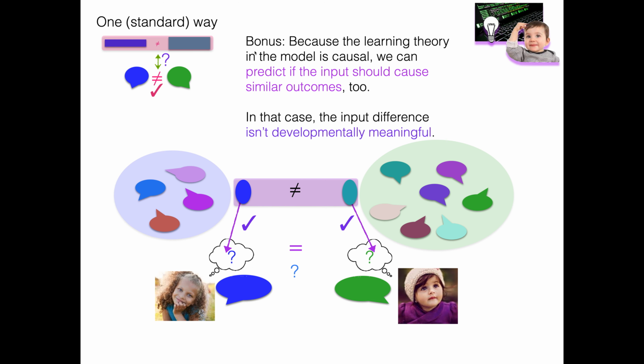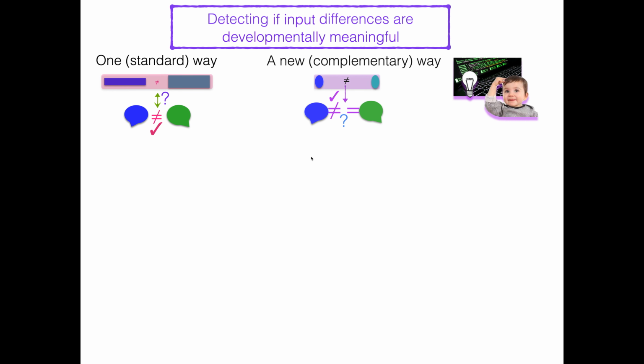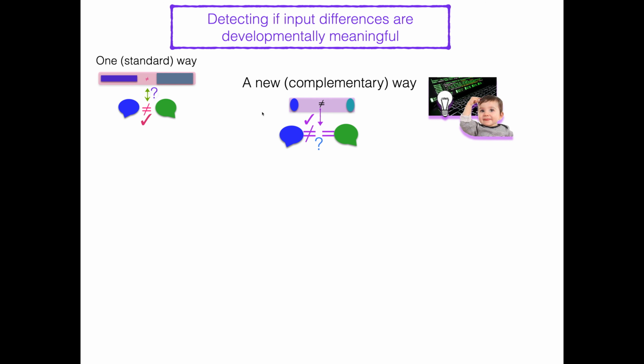Now, because the learning theory in the model is causal, it says here's how the input causes the knowledge to develop, which we then use to produce the output we see in these kids, right? We can predict on the basis of that implemented learning theory in the model if the input should cause similar outcomes too, in which case the input difference, though there, isn't developmentally meaningful, right? So, really this is about detecting in some sense if input differences are developmentally meaningful.